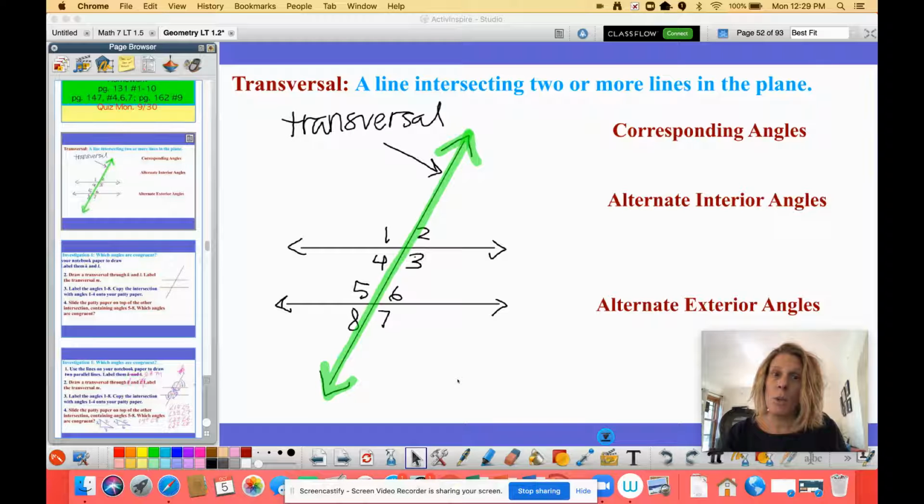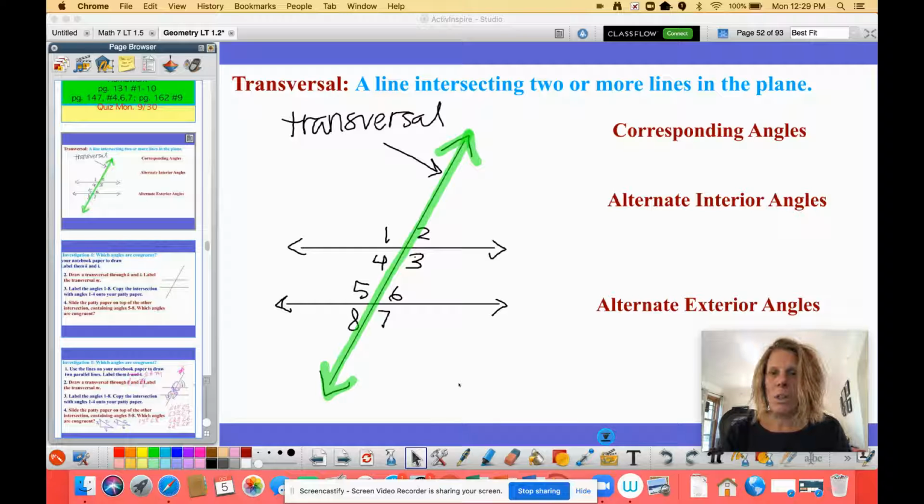So the first thing you need to know is what a transversal is. You are going to need your notebook today. You're going to need some patty paper for our investigations, and you'll need a pencil and a straight edge. So if you need to pause the video to go grab those things, do that. And the first thing, once you come back with your notebook, is write down transversal.